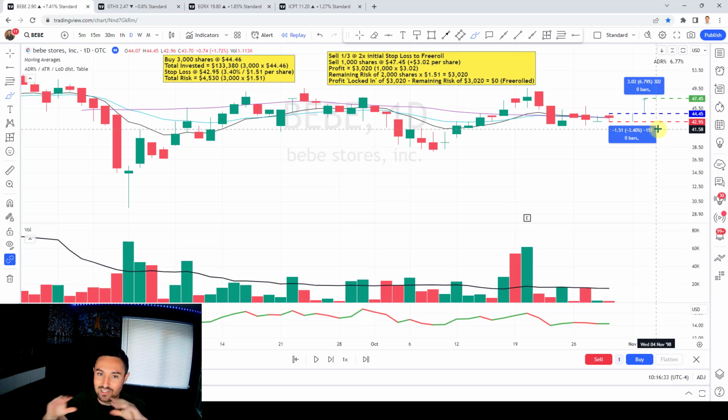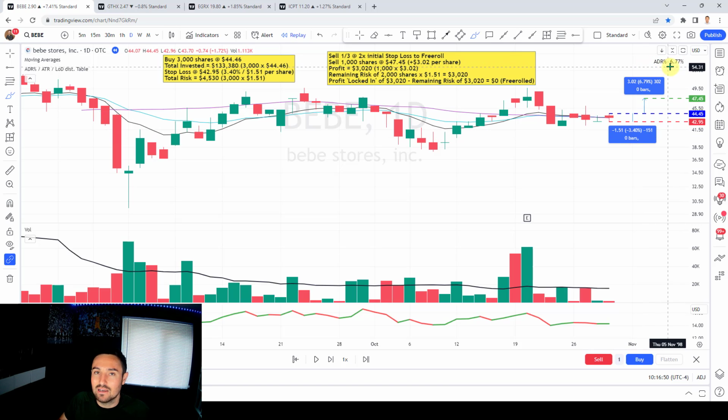how I think about buy stop limit orders and the range, and then how I think about free rolling the trade as well. So if I got filled perfectly a cent above, my risk on the trade would be 3.4%, which would be $1.51 risk per share. Now that's interesting. So 3.4%, look at this number up here.